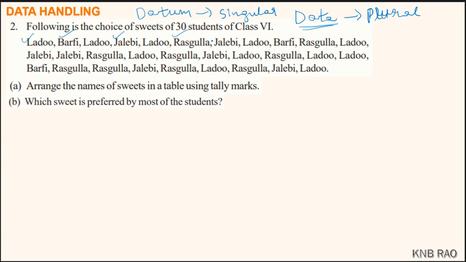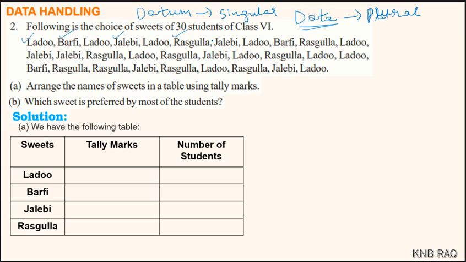Now, there is another question based on this data: which sweet is preferred by most of the students? That means you have to tell the most popular sweet. Now, students, here we have the following table drawn first. Here I am making a frequency distribution table, just like how I did in the first question. I will use tally marks.